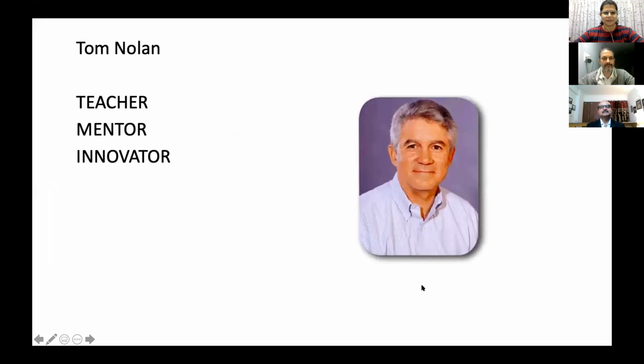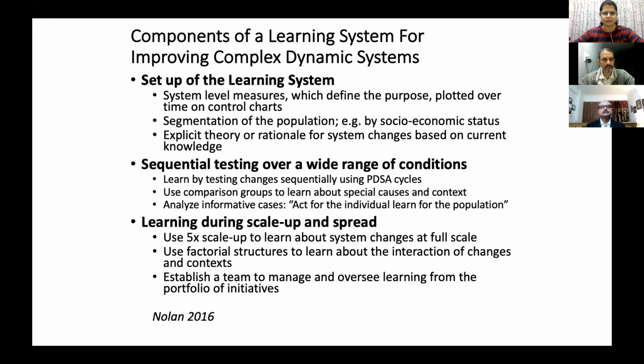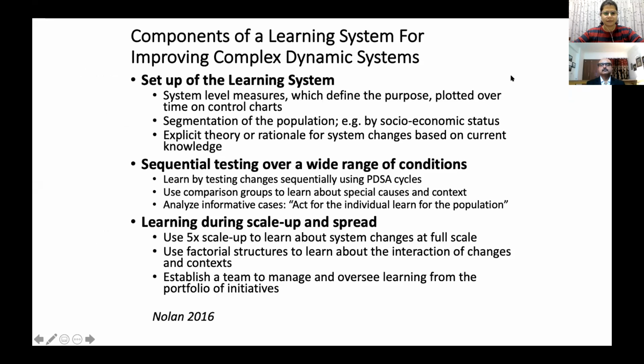So I think we're thinking about learning in complex systems. And the two things I'm going to talk about is the components of a learning system, and secondly, a community-based learning system. Now, when we think about these improvements, we think about how we set up a learning system. And I'll mostly be speaking in QI language at this point in time.